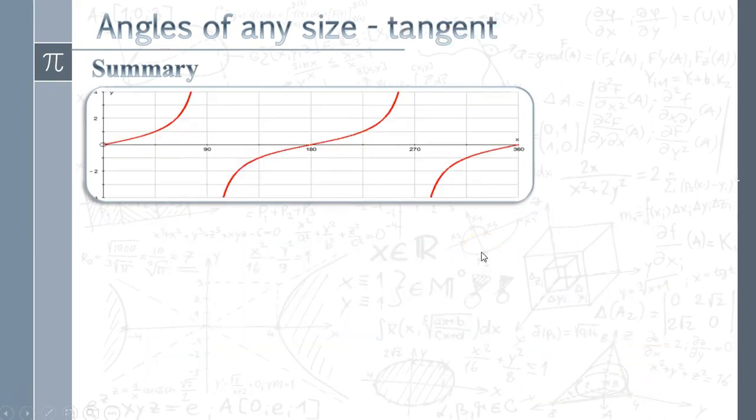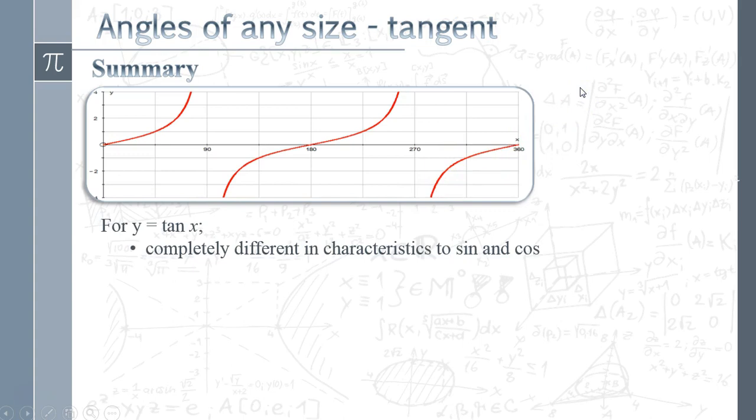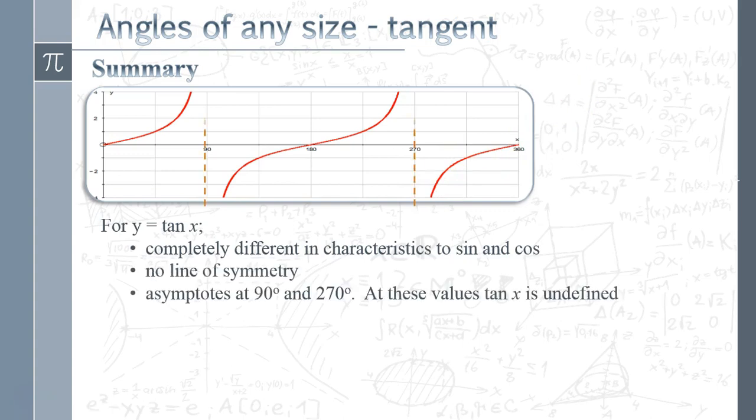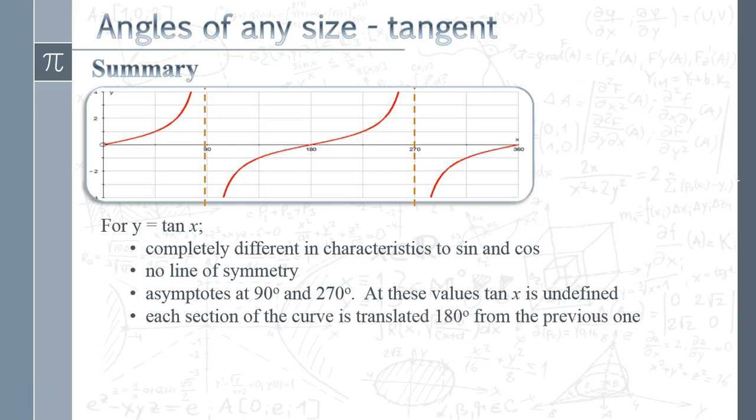So, tan. What we get is, let's say, this S curve. You'll see this inverted S shape here. This is the section that essentially just keeps repeating. If I extended this back here, we'd have it happening there. If we kept going past 360, we'd have that S shape there as well. So what we've got is a curve that's very different to sine and cos. We haven't got any lines of symmetry, and we've got those asymptotes at 90 and 270, where we say that the value of tan x is undefined.